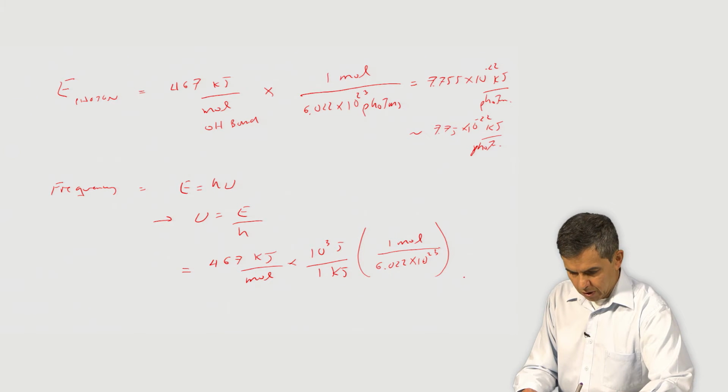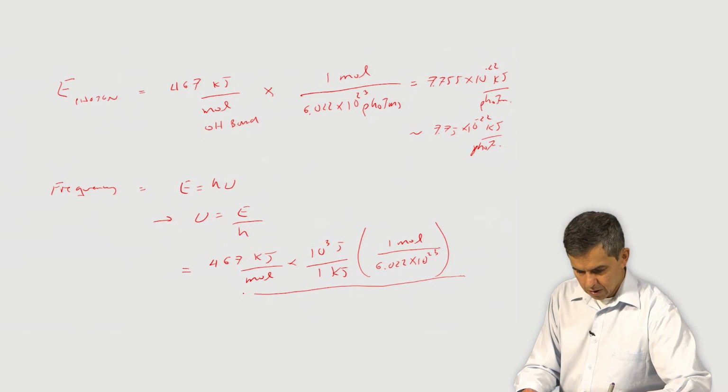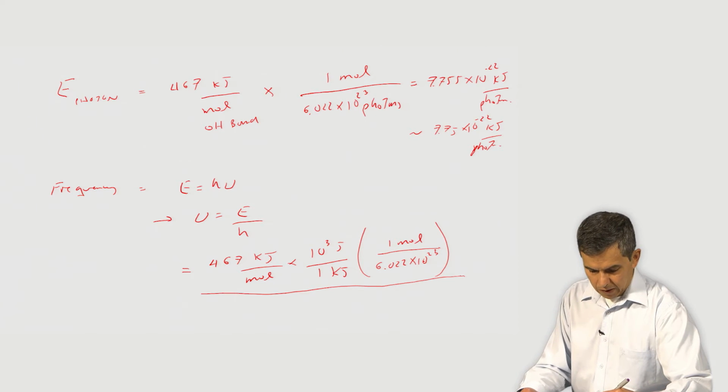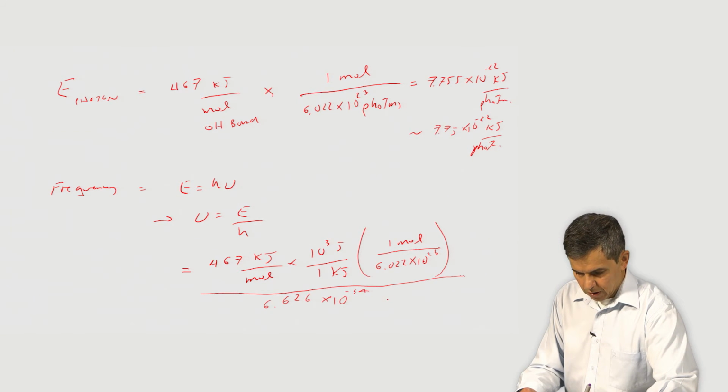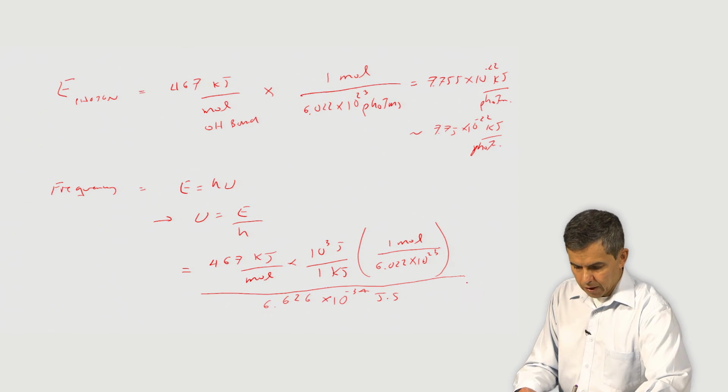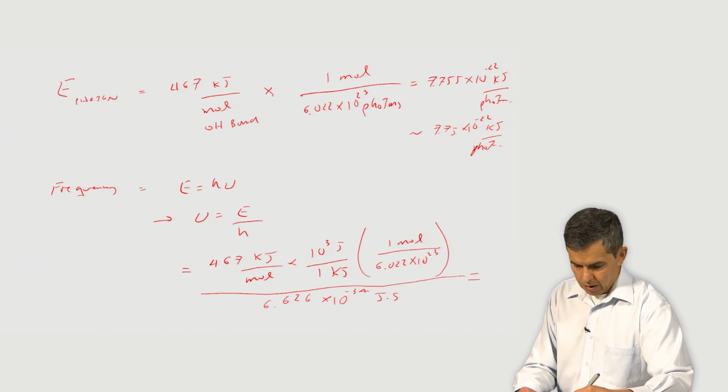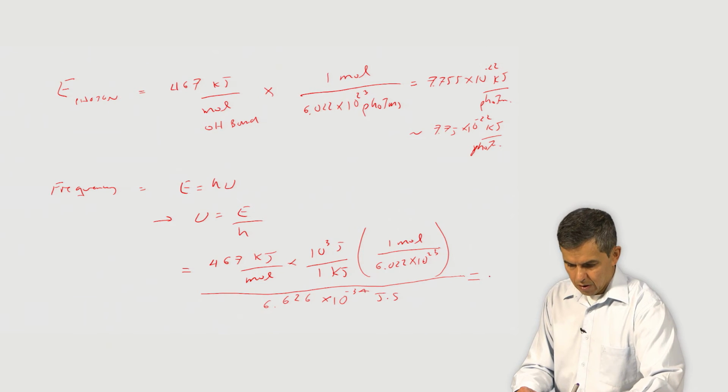And then we are going to divide all of this by h, which is 6.626 times 10 to the minus 34 joules second. If we solve for that, the answer is 1.17 times 10 to the 15th seconds to the minus 1.